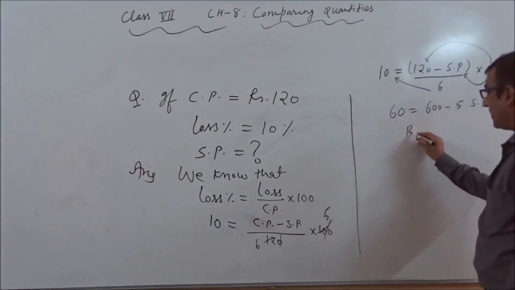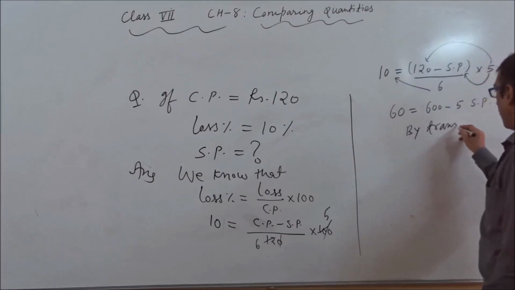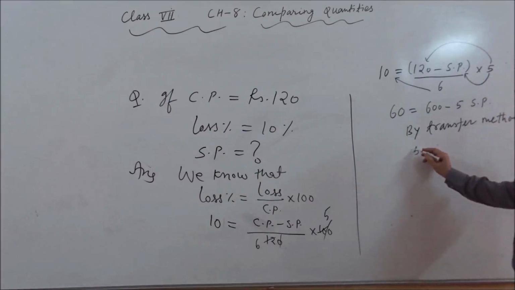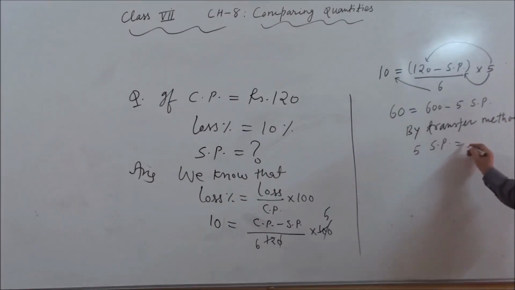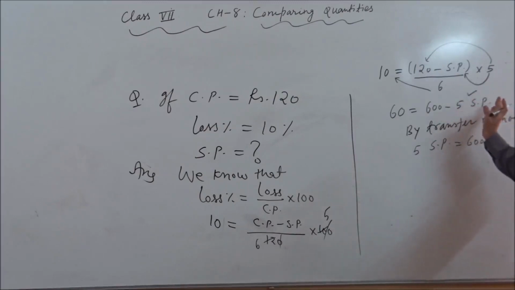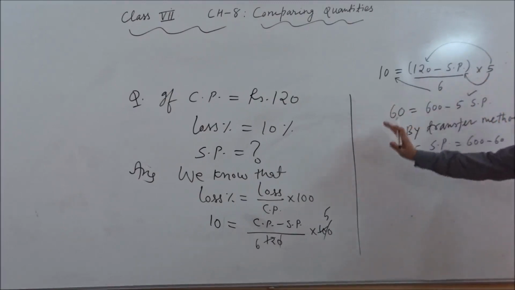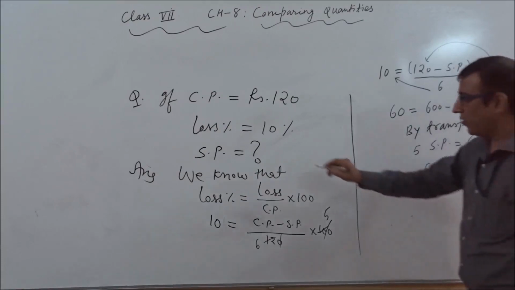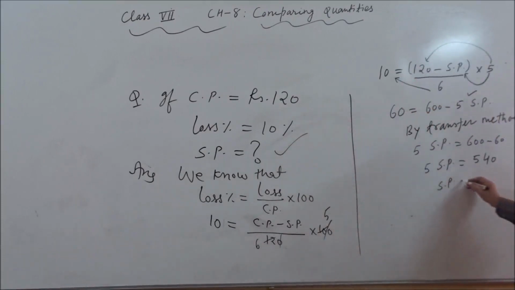By the transfer method, we can say 5 times selling price equals 600 minus 60. We transfer this negative SP from right hand to left hand and this 60 from left hand to right hand. So it can be written in this way: 5 times selling price equals 540. We have to calculate only selling price, so we will divide both sides by 5.